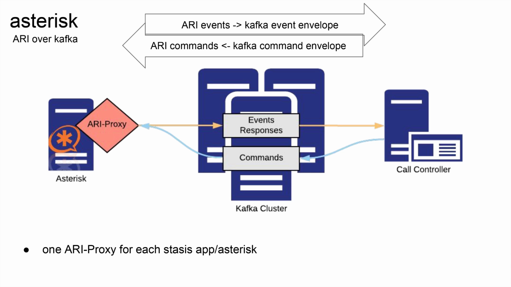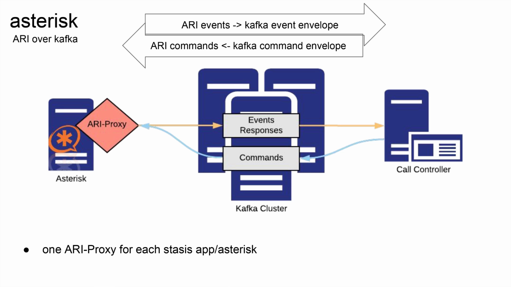At the first level, we split between events and responses, so the direction from Asterisk to the call controller, and the other way around, from the call controller with the commands to the ARI proxy. For example, if we have a StasisStart or a ChannelStateChange event, something like that, coming out of the ARI, out of the WebSocket, we push that on an events and responses topic in the Kafka. And the call controller on the other side consumes this topic and gets the event out of the Asterisk.